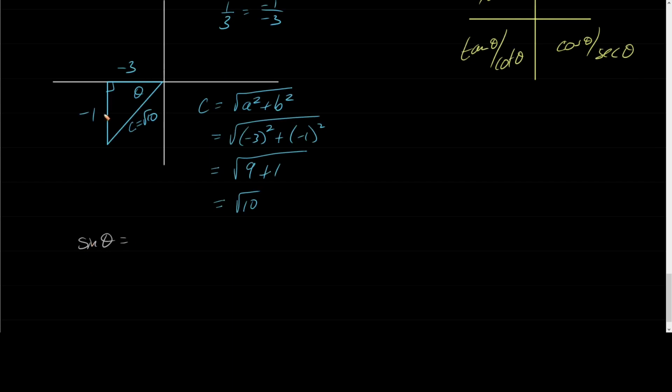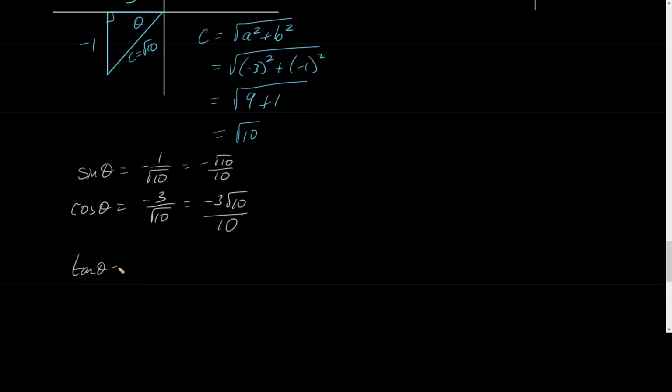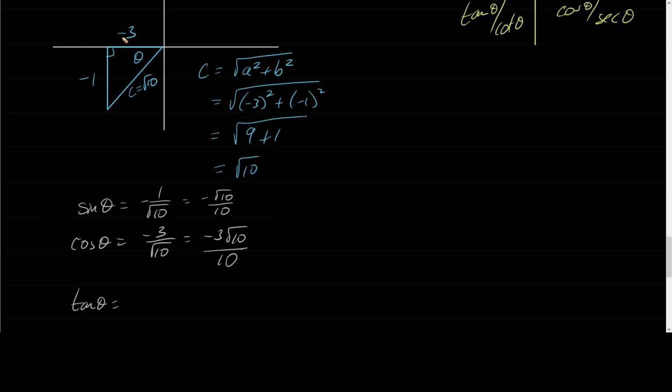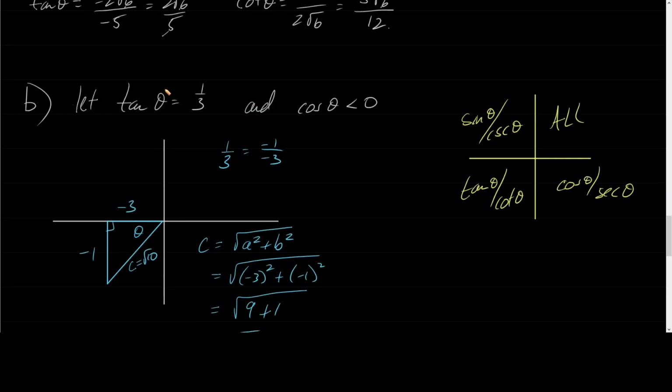So sine theta, opposite over hypotenuse, would be -1 over radical 10, which can be rewritten as negative radical 10 over 10. Cosine theta would be -3 over radical 10 because it is adjacent over hypotenuse. So this would just simplify to be -3 radical 10 over 10. And tan theta, which is opposite over adjacent, would be -1 over -3. But that's just 1/3, which we already knew.